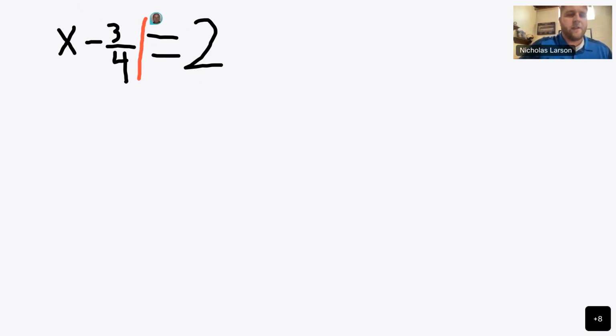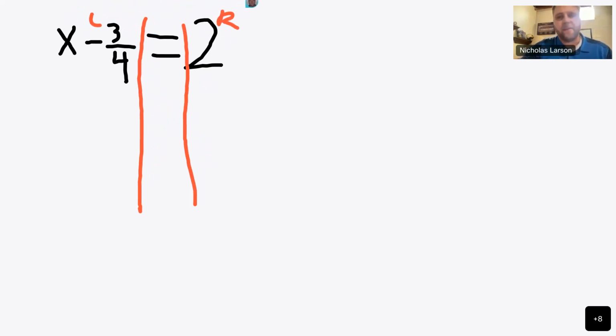So when I try to solve these problems, I need to separate the left side from the right side. And anything I do on the left side, I have to do on the right side because of this equal sign right here. So I see that my ideal goal is to get x by itself. So what I'm going to do is say, okay, what's the opposite of subtracting 3/4? What is the opposite of taking away 3/4? Well, that's going to be adding 3/4.